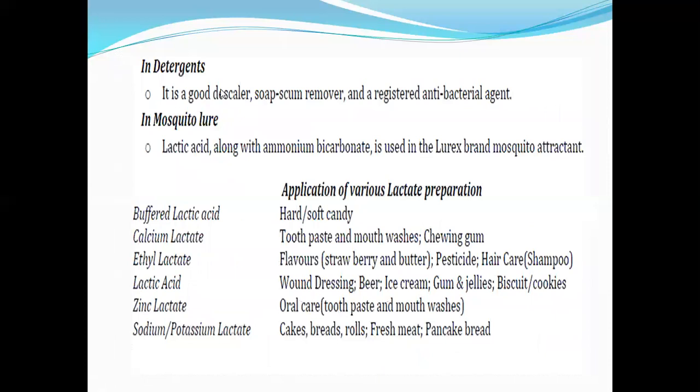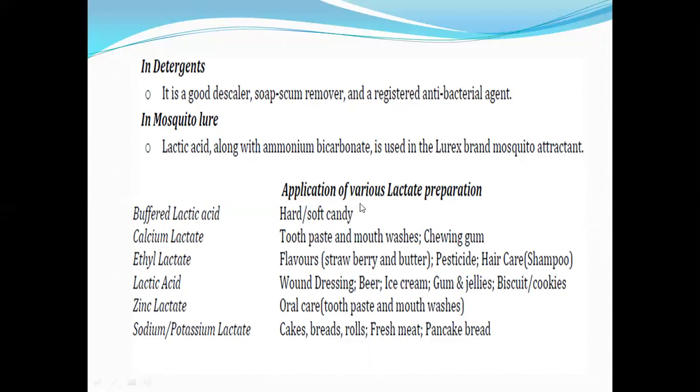It is also a good descaler for soap scum remover. It is also registered as an antibacterial agent, so it is also used as an antibacterial agent. Lactic acid along with the ammonium bicarbonate molecule is used in the Lurex brand in order to prepare the mosquito attractant.